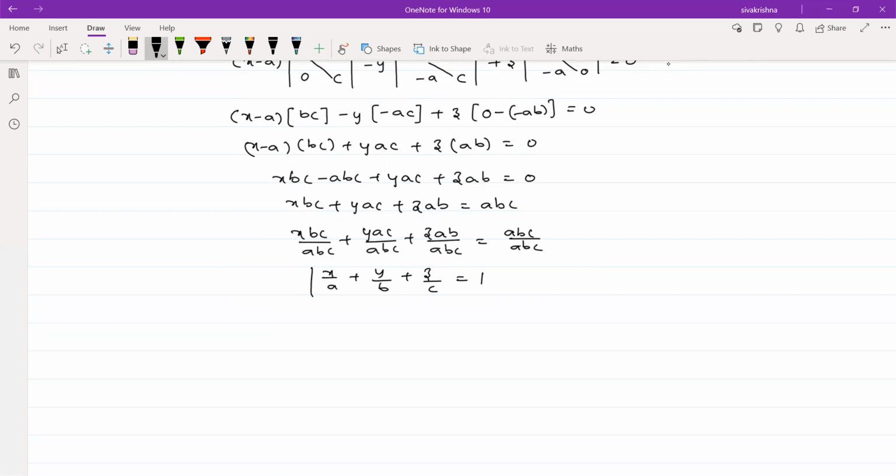We call this equation the equation of the plane in intercept form. Okay, we call this the equation of the plane in the intercept form. Okay, thank you.